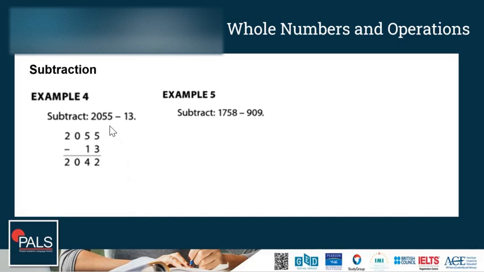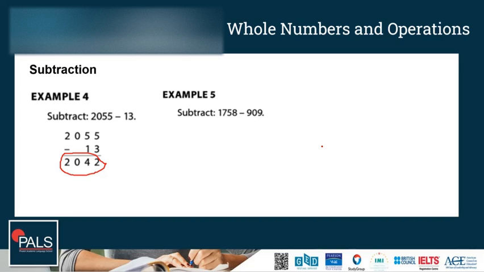Okay, subtract 2055 by 13. So write 2055 and then 13 below. 3 and 5 are in column because they have the same place value. 1 and 5 have the same place value as well. Then proceed to subtraction. So 5 minus 3 is 2. 5 minus 1 is 4. Then we don't have number to subtract 0 and 2, so just need to bring them down. So the answer is 2042.